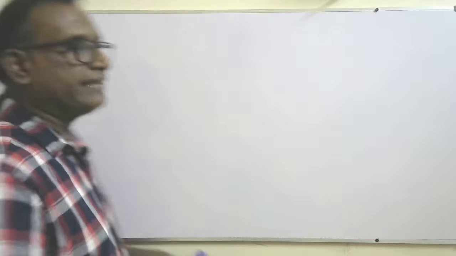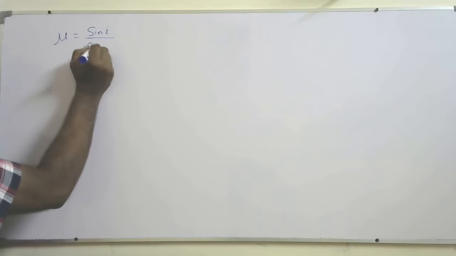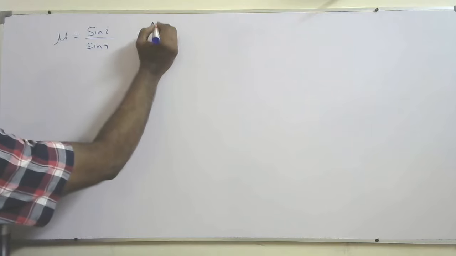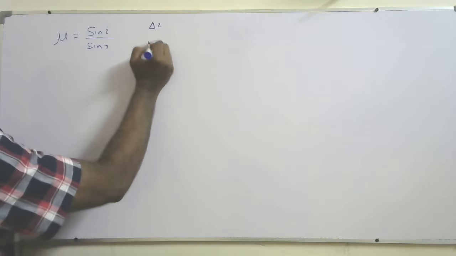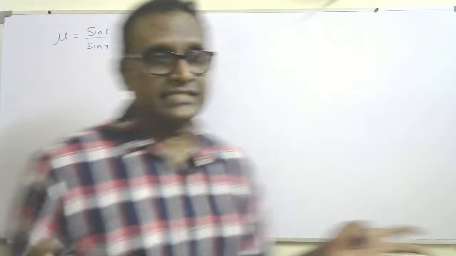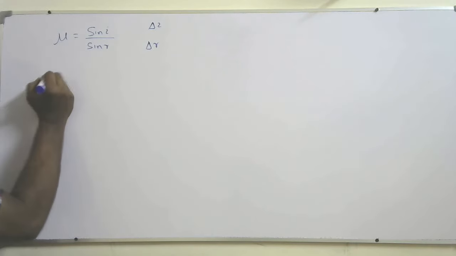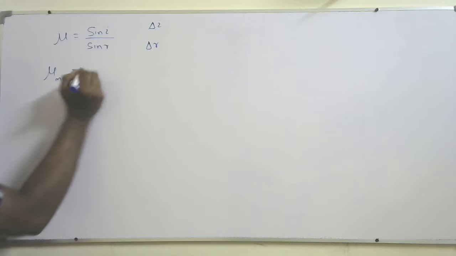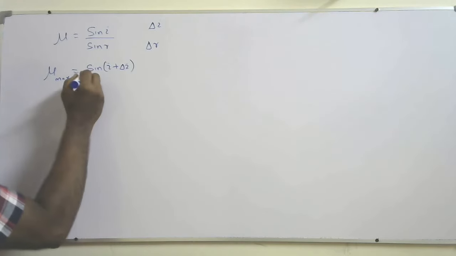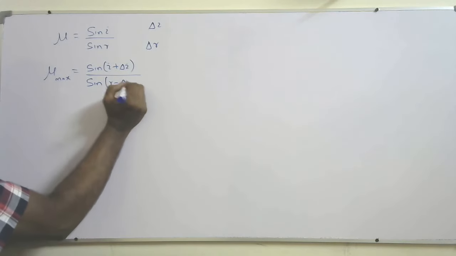For example, refractive index mu is equal to sine I over sine R. The uncertainty in I is delta I. Uncertainty in R is delta R. If I say how to find the uncertainty in refractive index mu, first, I should find the mu max. Mu max is equal to sine I plus delta I, the larger value in the numerator, over the smallest value in the denominator, sine R minus delta R.